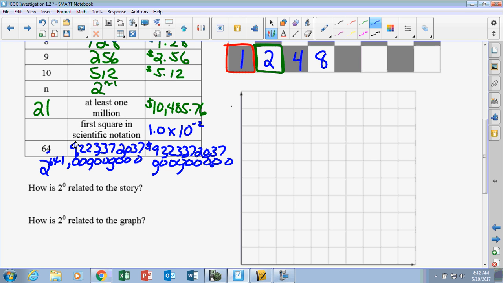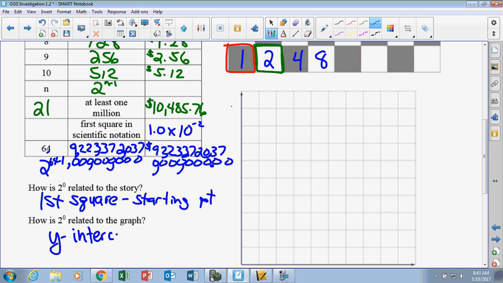So, how is 2 to the 0 power related to the story? Well, again, what would 2 to the 0 power be? The first square, right? It didn't double on the first square, right? We had to subtract that. So 2 to the 0 power is the first square. That's your starting point. And then on the graph, what do you think 2 to the 0 power is? Yep. What's also something else? Very good. It's the Y-intercept when we talk about a graph.